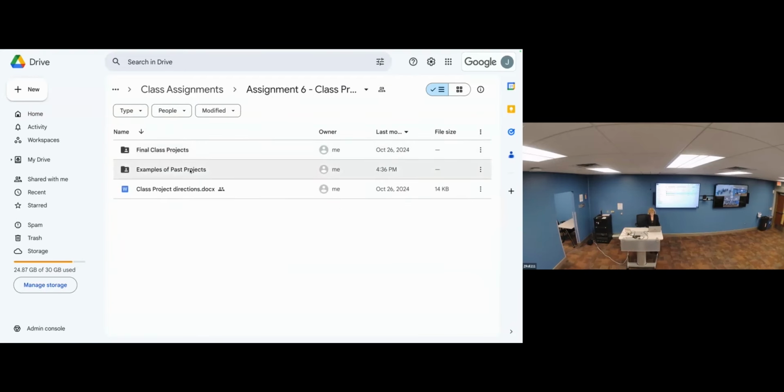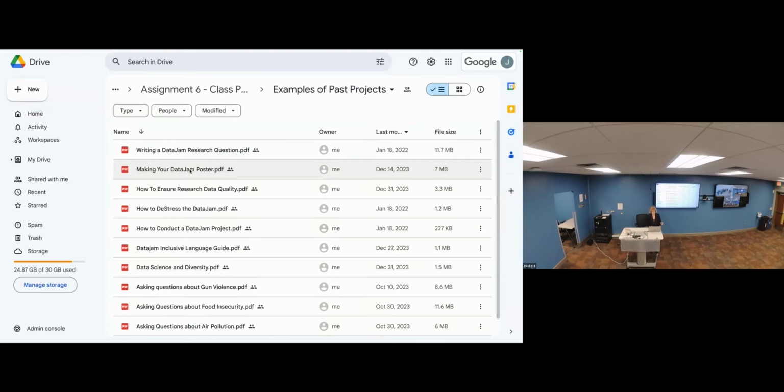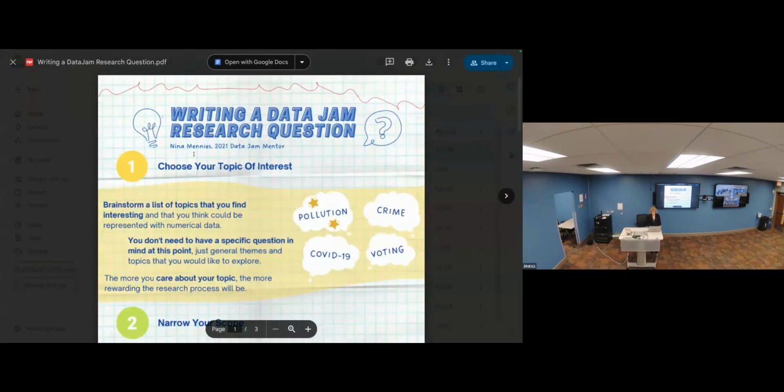Okay, so we're going to look at examples of past projects together. So many of the guides, and the guides are pretty much in 2 places. We have guides that are on the resources page, and we also have a huge number of guides that are on the data sets page. So I put examples of both kinds of guides in here. And I'm just going to open these and we're going to take a look.